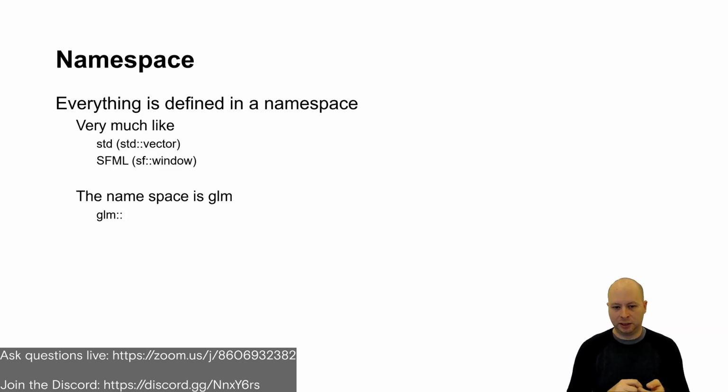Everything's defined in a namespace, just like you would find with the STL, or SFML. The namespace of GLM is glm. So that way you have access to all of those things without polluting your namespace, so to speak. So pretty fun. Great.